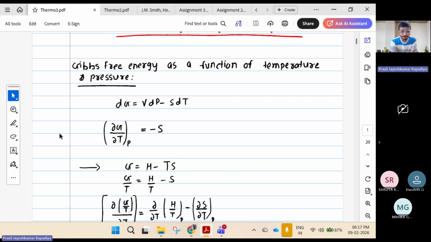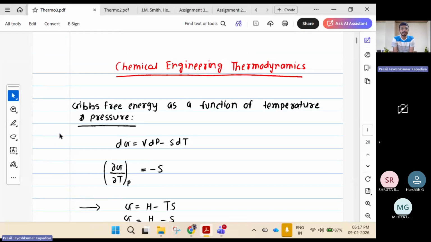So for that, let's first start with Gibbs free energy. In the last class, we had a look at entropy as a function of temperature and volume, temperature and pressure, then internal energy as a function of temperature and volume, and enthalpy as a function of temperature and pressure.